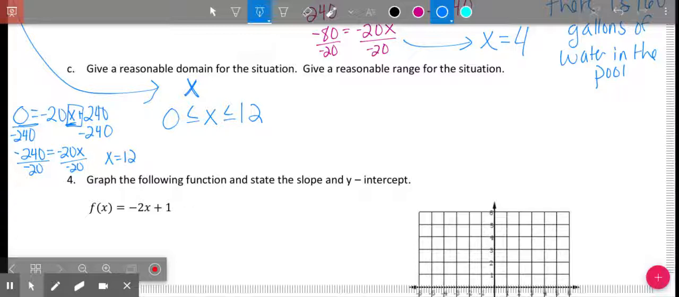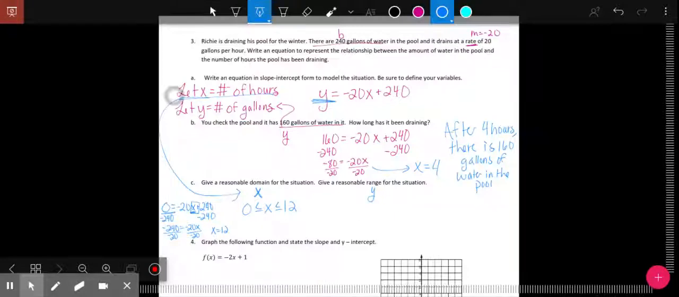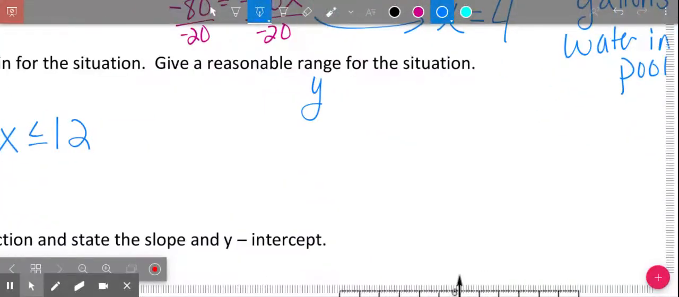And then on the next one, it says give a reasonable range. Remember, ranges are y. If we look up here, y was the number of gallons. Well, we know we started with 240 gallons and it went to 0 because we drained the pool. So it's going to be 0 is less than or equal to y is less than or equal to 240.